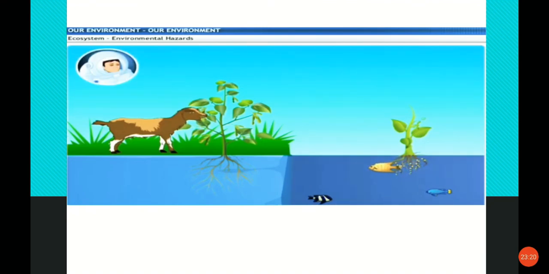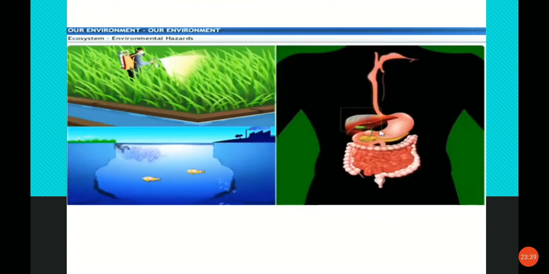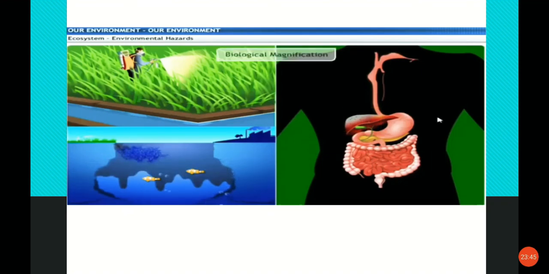Why isn't anything being done about it? As these chemicals are not degradable, these get accumulated progressively at each trophic level. As human beings occupy the top level in any food chain, the maximum concentration of these chemicals gets accumulated in your body. This phenomenon is known as biological magnification.